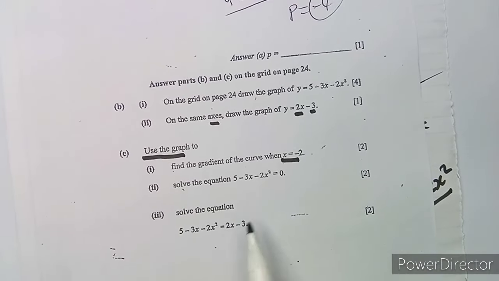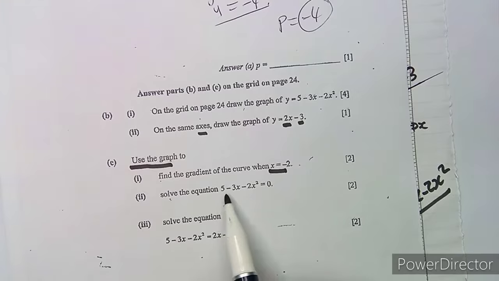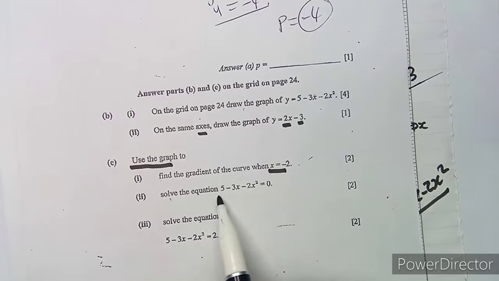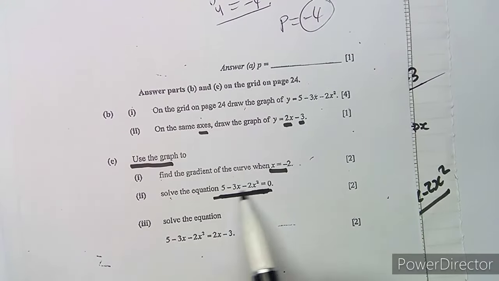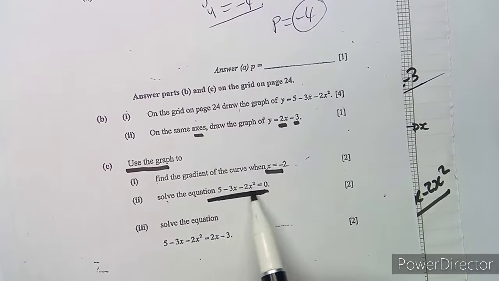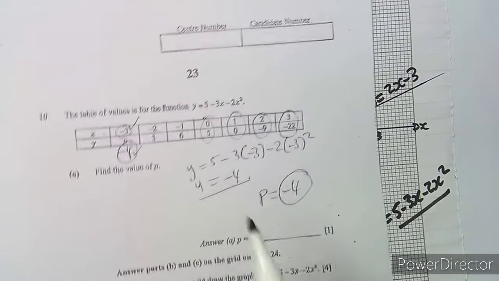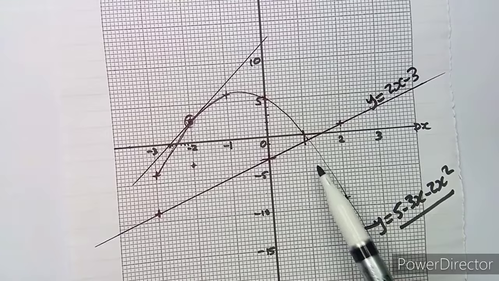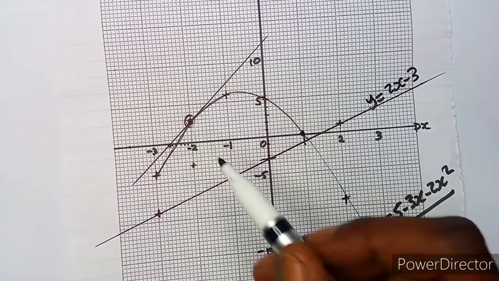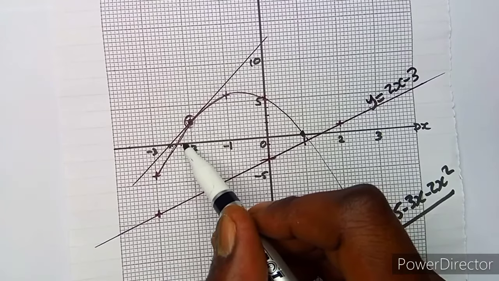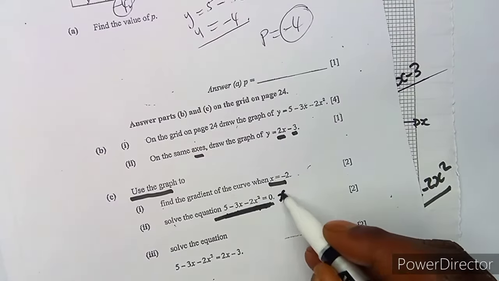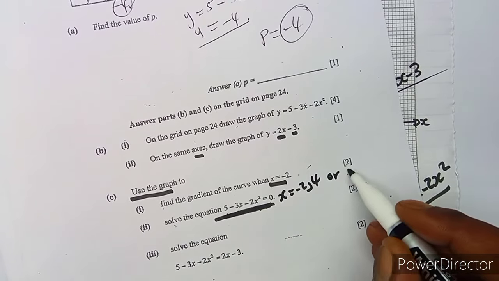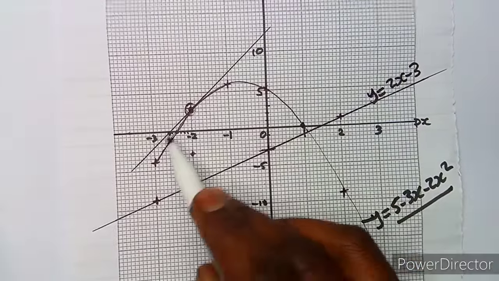Solve the equation. It simply means, okay, we want to solve this one first. Solve the equation of 5 minus 3x minus 2x squared is equal to 0. To solve this equation is where this graph crosses the x-axis, because this is the graph that we had, 5 minus 3x minus 2x squared. So where your graph crosses the x-axis, that's your solution, which is at this point 1 here, and at -2,4 at this point. So x here is equal to -2,4, or another one is equal to 1 at this point where it crosses the graph.